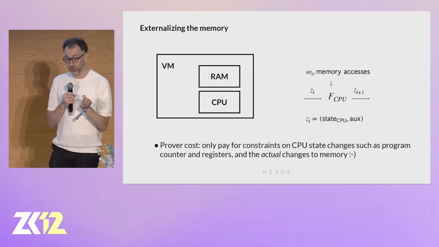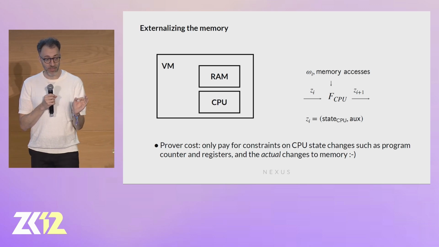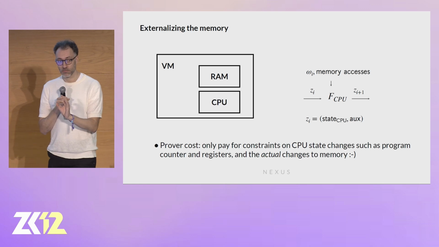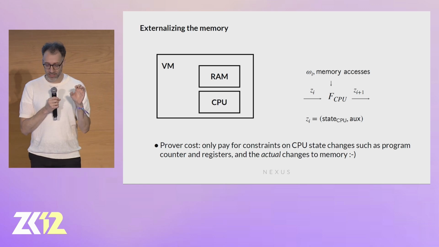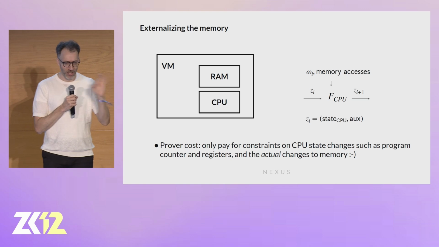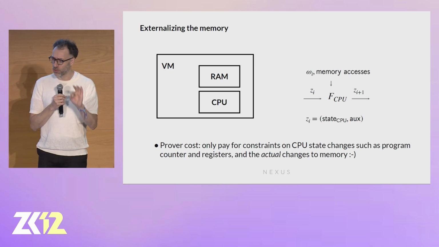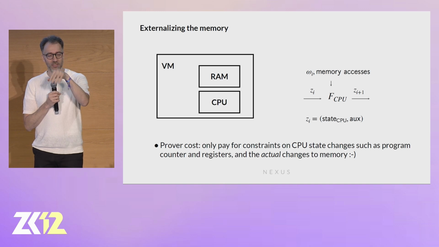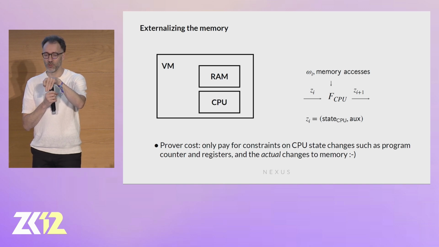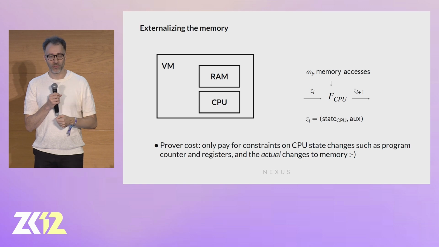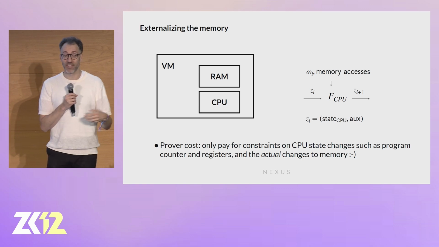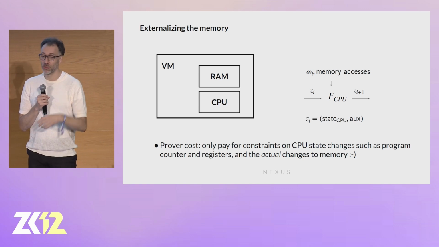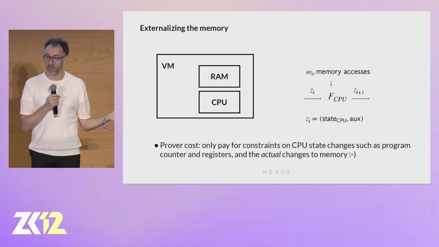Okay, and this reduces the cost for the prover, right? Because now we just have to keep the relatively small state of the CPU, so like what are the register values and things, where's the program counter at, okay? But everything else has been externalized, okay? So you only pay for what you use, right? So you still have to prove something about the memory accesses you do make, but you don't have to prove something about the rest of the memory.